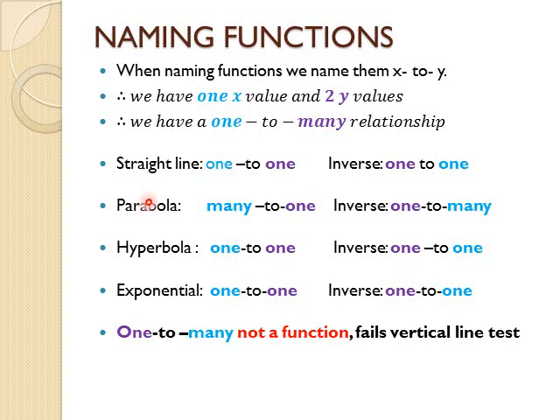For a parabola, we have many to one, meaning x has more than one value, y only one. But its inverse will become one to many. If it's many to one, x and y swap, so it becomes one to many. A hyperbola has a horizontal and vertical line that will only touch it once, so therefore it is one to one, and its inverse is also one to one if we swap them around. Remember, the inverse is simply the reflection in the line y equal to x. An exponential is also one to one, and its inverse will also be one to one.